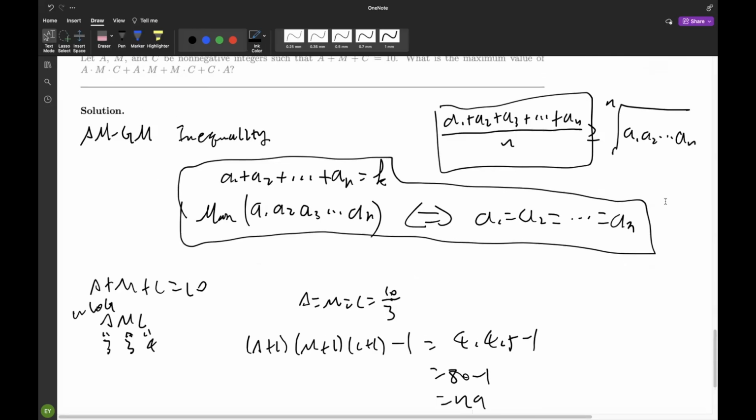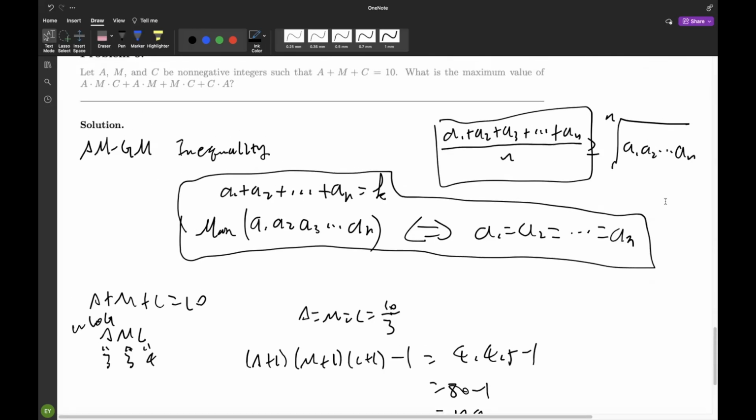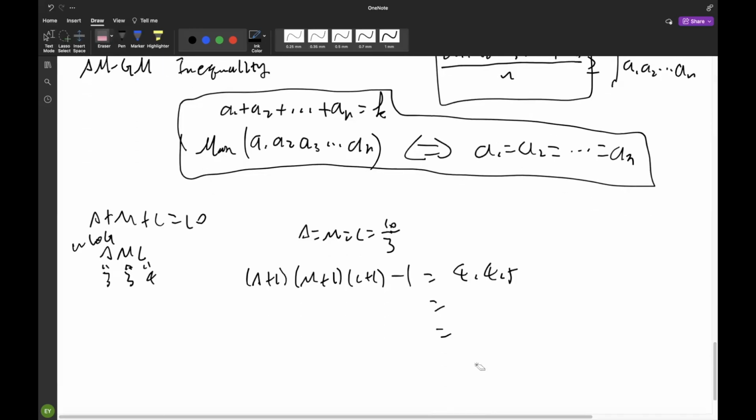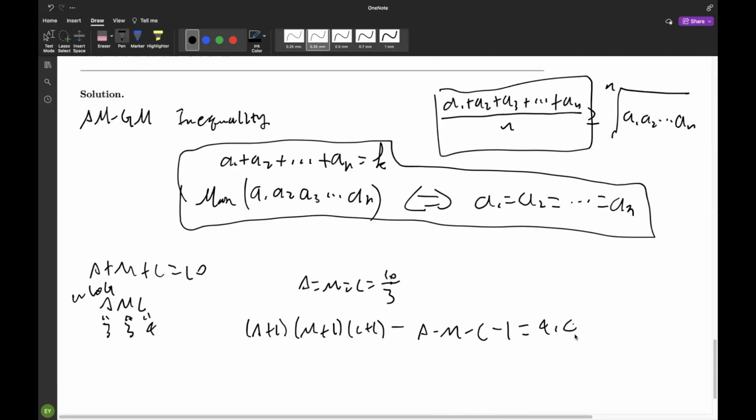Oh, wait. AMC? Yeah, it is right. No, sorry, my bad. I need to subtract A, M, and C. Oh, forgot about that. So we have 4 times 4 times 5 minus 3 minus 3 minus 4 minus 1, which is 80 minus 6, 10, and 11, which is 69.